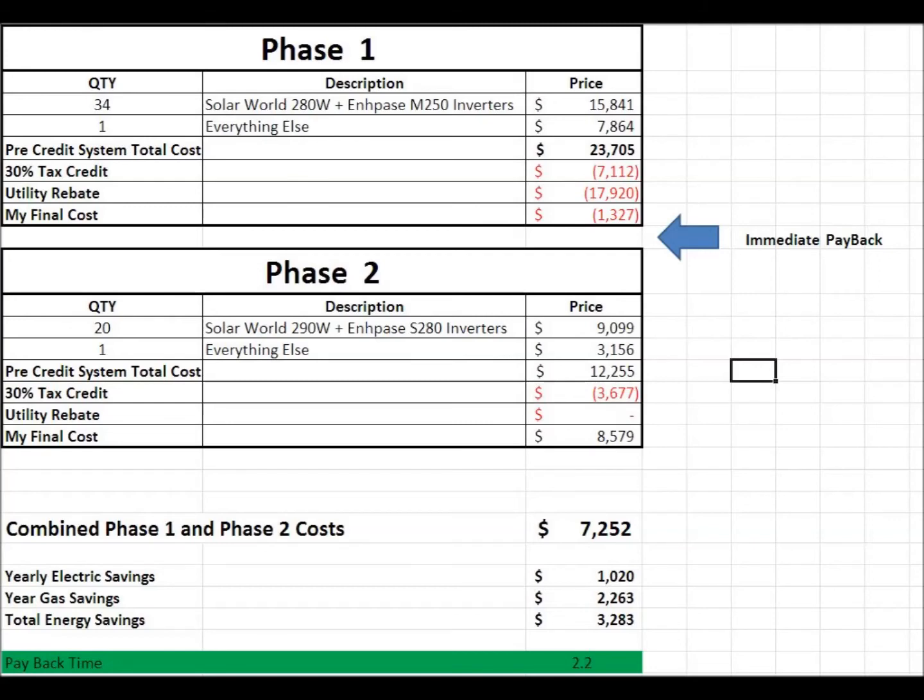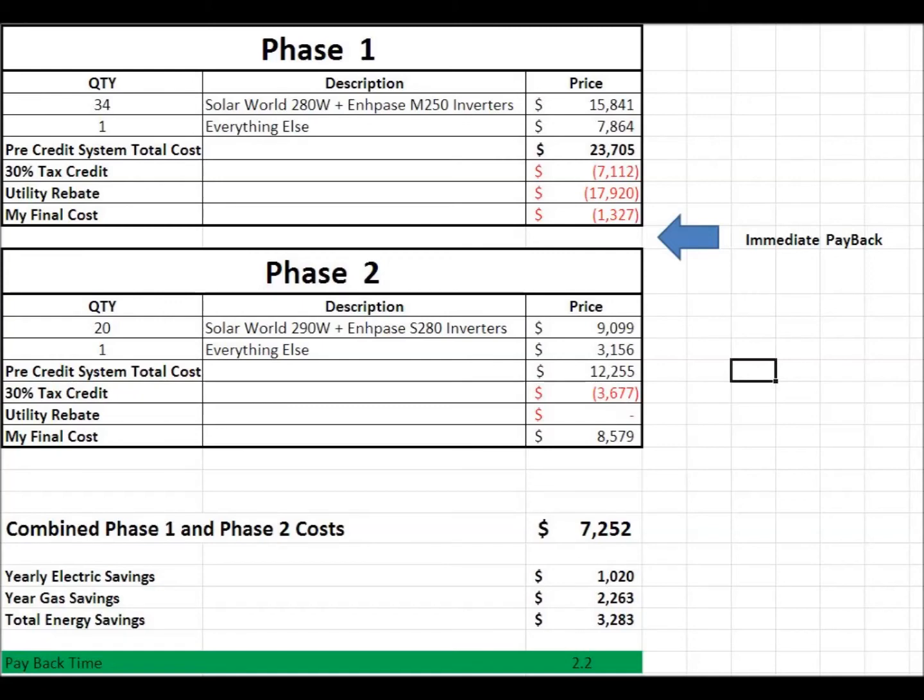Now I got a 30% tax credit, which was $7,000 something dollars. And I also got roughly a $17,900 utility rebate. That brought me down to $1,327, and that's negative, meaning I'm ahead $1,327. The utility company paid me to put in my own solar system, so there was immediate payback.